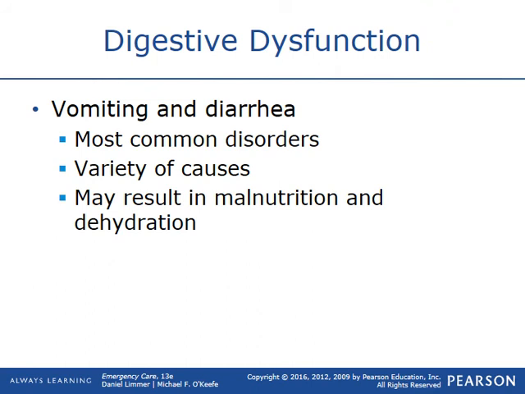In regards to vomiting and diarrhea, it's one of the most common disorders of digestive dysfunction. Lots of things can cause it: illness, obviously, and food poisoning. It may result in malnutrition and dehydration, especially if you're nauseous and vomiting and have diarrhea for several days, not able to keep anything down. It's likely that this could result in dehydration.